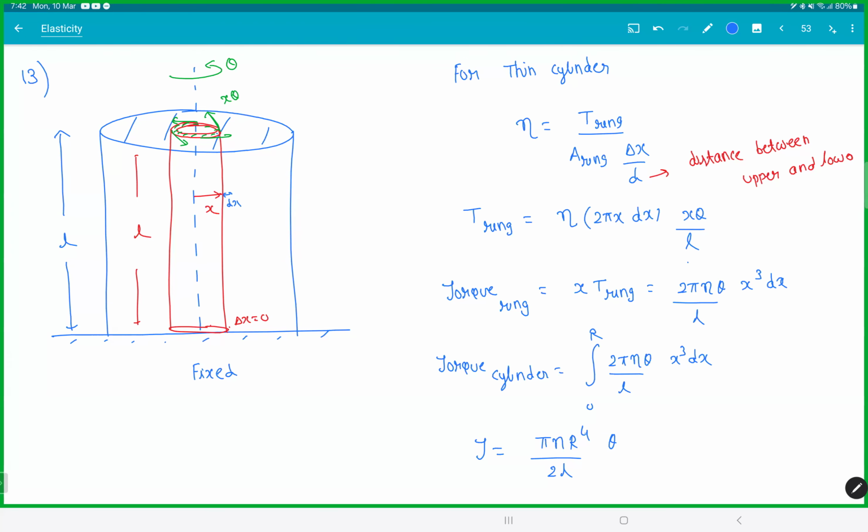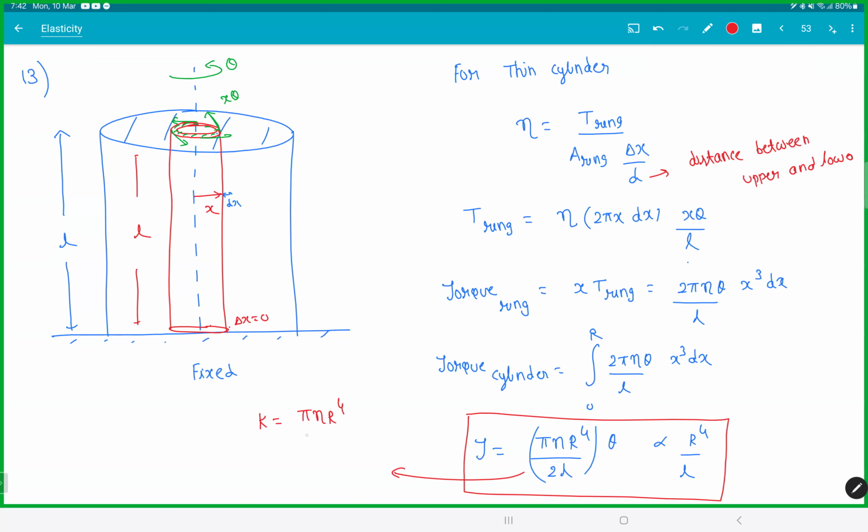That's a pretty good result. This is proportional to r power 4 by L. And this thing here is called the torsional constant, K, which is pi eta r power 4 by 2L. And look at the function here: r power 4 means if you take a cylinder of radius r and a cylinder of radius 2r, the 2r cylinder is 16 times more difficult to twist.